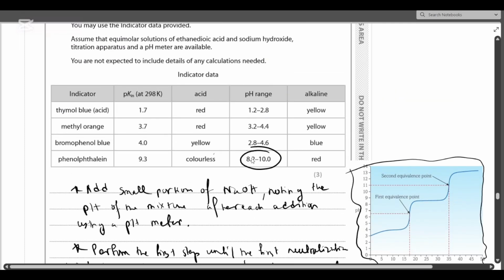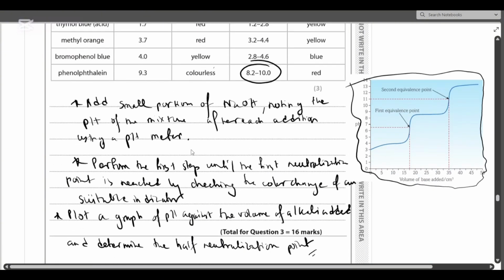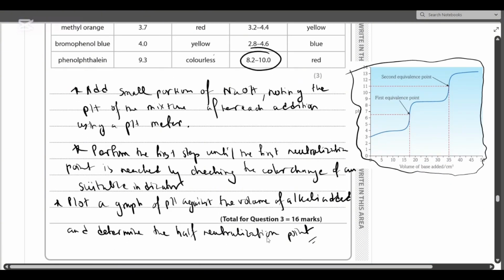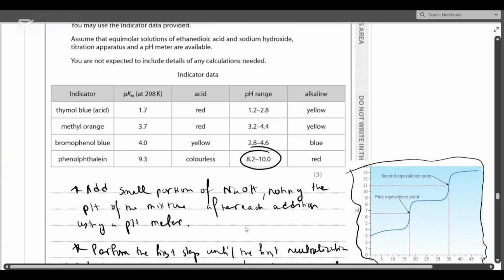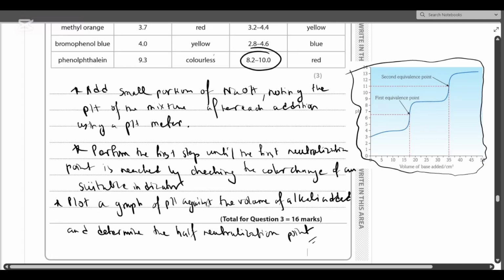So this is the practical method in how you can obtain the value for the first acid dissociation constant, because using the pH at the half neutralization point, we'll be able to calculate the pKa value, and then using this pKa value, we'll be able to get the acid dissociation constant. So this is the practical method that has been outlined down here.